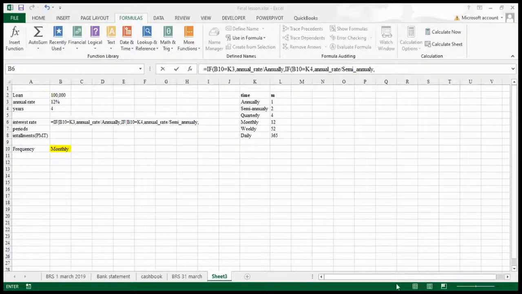Okay. We have taken care of semi-annually. We are moving to quarterly. We are saying if frequency here is equal to quarterly, comma, then it should take the annual interest rate divided by the frequency of payment on quarterly basis, which is 4.